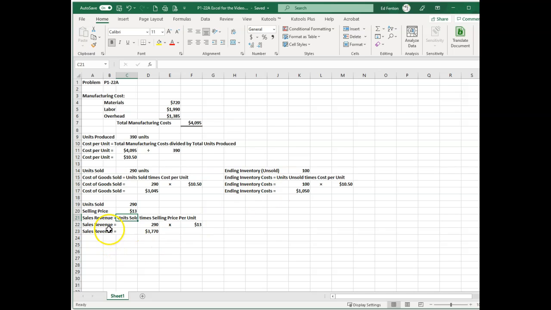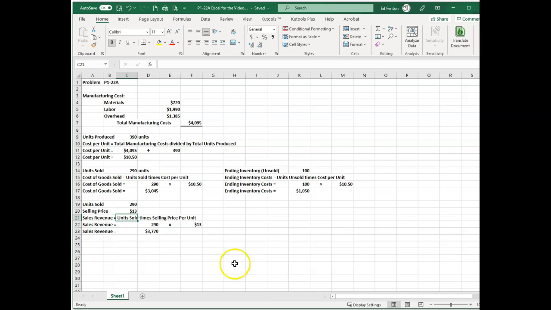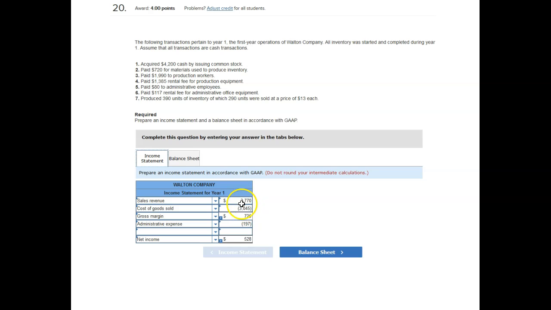Okay. So sales revenue is equal to units sold times selling price per unit. So 290 times 13, or 3,770. So 3,770 goes right here as sales revenue. We already found cost of goods sold. Let me show you that one more time on the spreadsheet. Here's cost of goods sold. What you do then is subtract to get gross margin. So 3770 minus 3045 gives gross margin 725. We've already shown how to get the administrative expense, 197. Subtract, and so net income is 528.